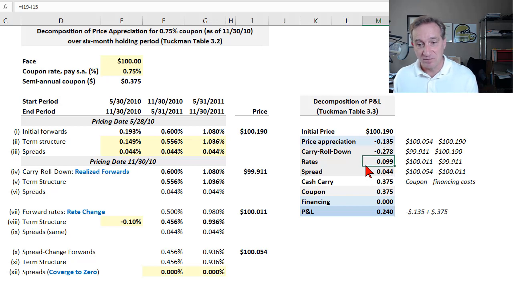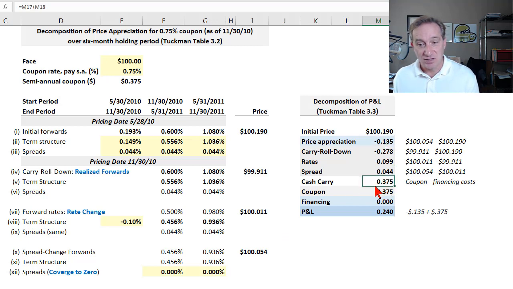We have the rates component due to market risk, and we have the spreads component, presumably due to a change in the credit profile of the bond. In this case, there was presumably a dramatic credit improvement, an escalation in the credit quality of the bond because the spread narrowed. So those 3 just give us the price appreciation.